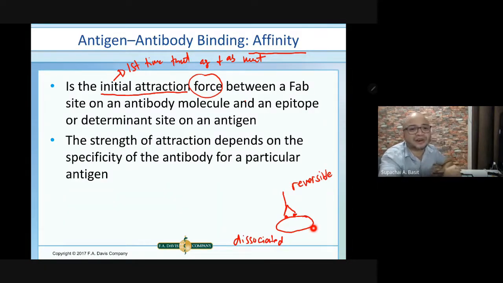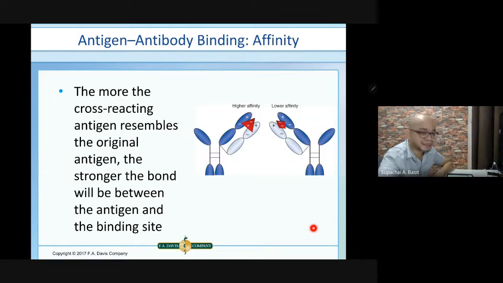So the strength of attraction depends on the specificity of the antibody for a particular antigen. If the antibody is very specific to the epitope of a certain antigen, for example, then the affinity would be much stronger. Also, the more the cross-reacting antigen resembles the original antigen, the stronger the bonds will be between the antigen and the binding site. Okay, so let's define first what we mean by cross-reacting antigen and what is the original antigen.